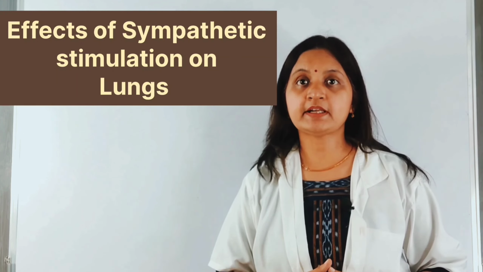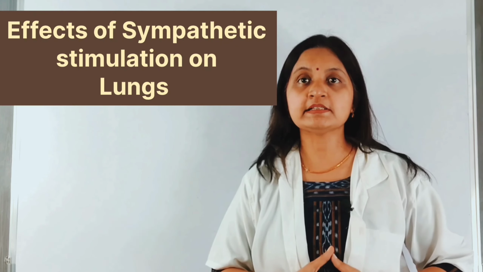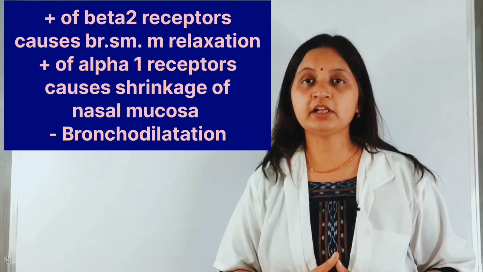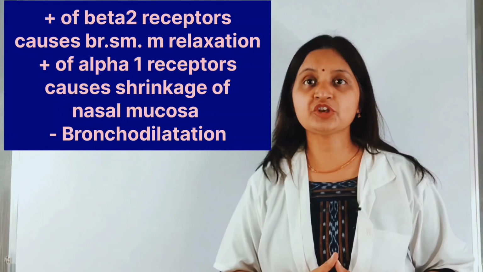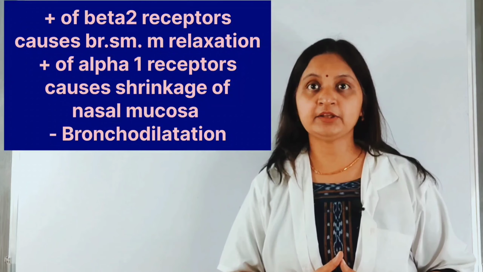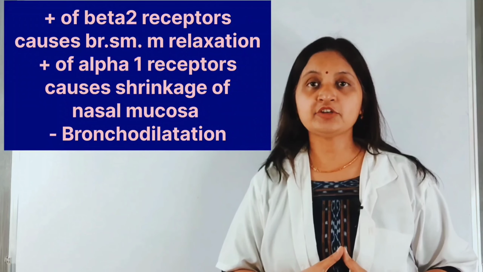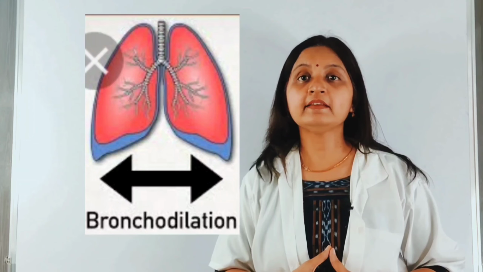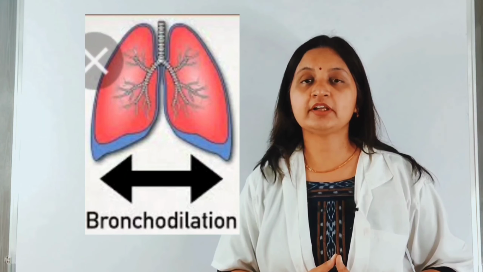The adrenergic receptors that are present in the lungs are beta-2 receptors, which are present in the bronchial smooth muscles, and alpha-1 receptors, which are present in the blood vessels supplying the bronchial mucosa and the nasal mucosa. Stimulation of beta-2 receptor causes dilatation of the bronchial airways, and stimulation of alpha-1 receptors of the blood vessels supplying the mucosa causes constriction of the blood vessels, thereby causing shrinkage of the mucosa and increasing the diameter of the airways. So this enhances the oxygen uptake and increases the oxygen concentration in the lungs.